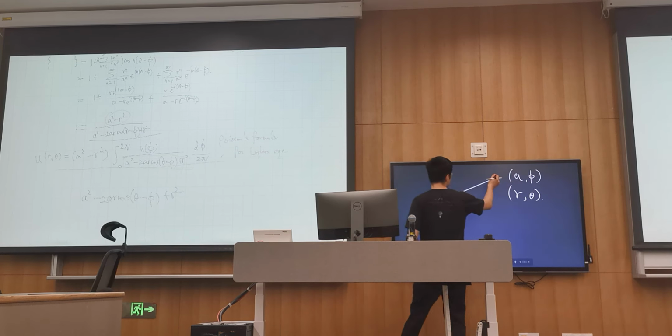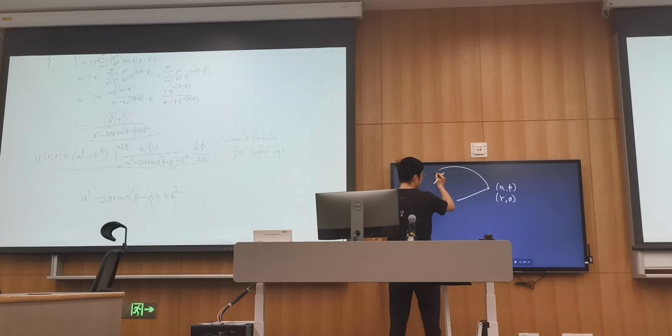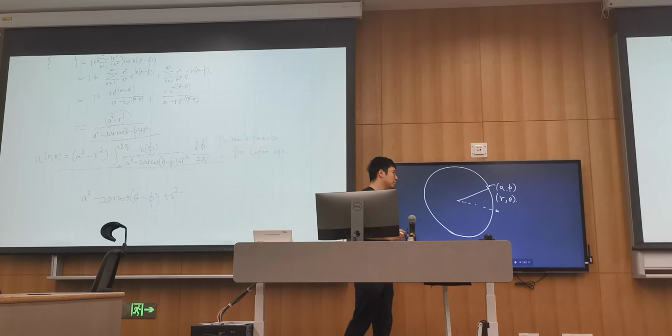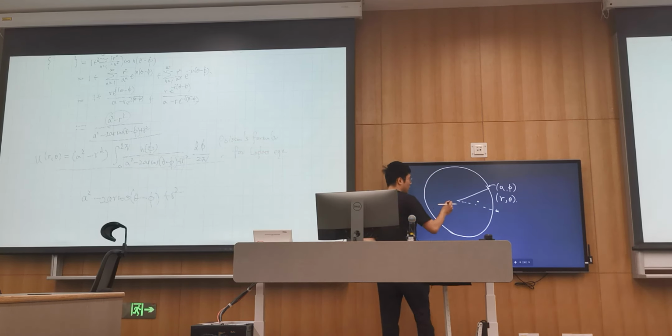So since everything is in polar coordinates, let's just say this is my circle. This is 0. And this is my a phi. This point is exactly my a phi. And my r theta lies within the circle, so it lies within the unit disk. So my r theta is over here. This is my r theta.